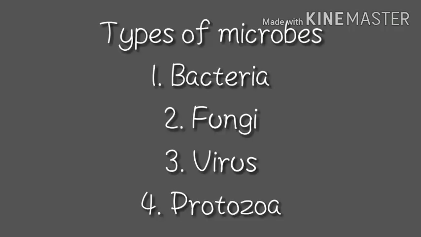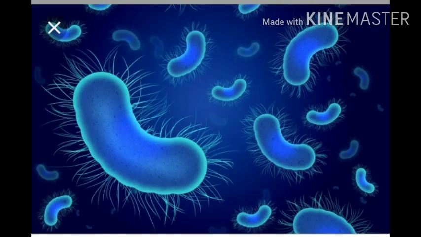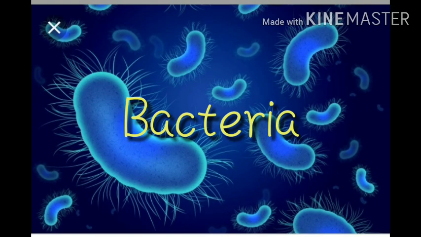So here are the 4 different types of microbes. Now what are these 4 types? The first one is bacteria, then fungi, then virus, and then protozoa. The first one we will discuss is bacteria. Bacteria cause diseases like typhoid and tuberculosis, and many more diseases which bacteria cause in human beings or in animals.